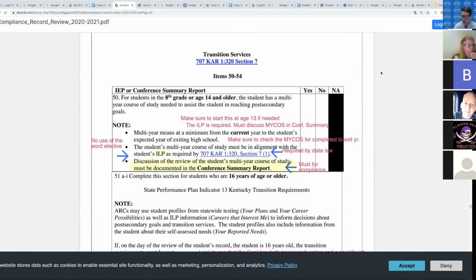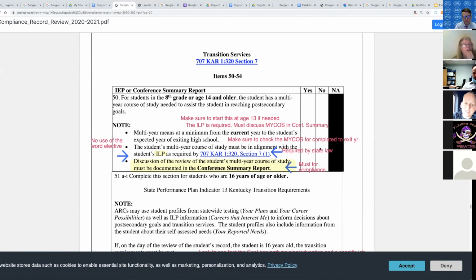I'm going to talk a little bit about transition, and as you note, you see things that are bold. There's probably a good reason to pay attention to the bold. Transition is indicator 13. Your directors have to report on this each year. They have to have 10% of their folders or 10 folders reviewed. It's very important that we get these things right, because you have to be 100%. The state wants the district to be 100% on all of these compliance issues.